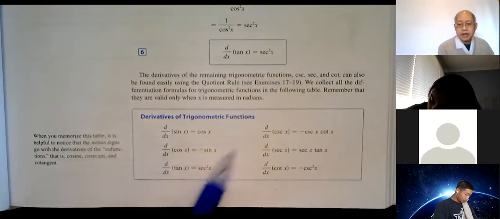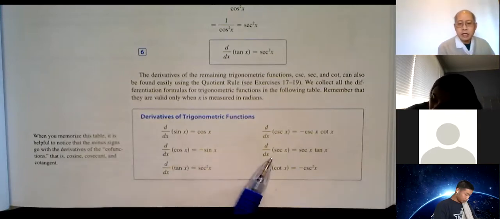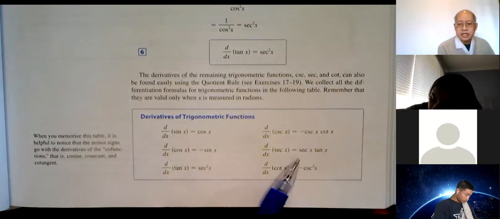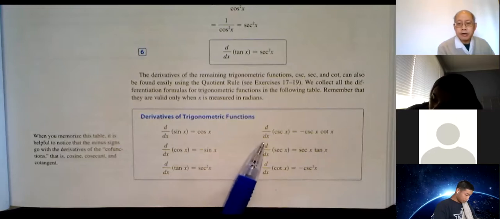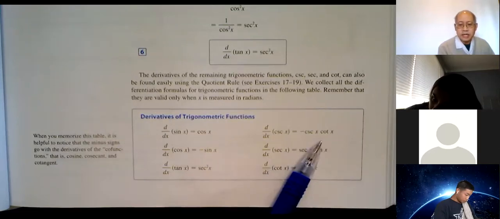And then last but not least, cosecant and secant. Okay, I'm going to start off with the secant. Derivative of secant x is secant x tangent x. The derivative of the cosecant x is negative cosecant x cotangent x.